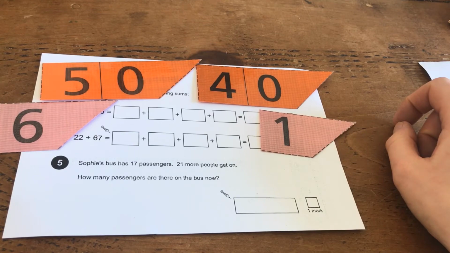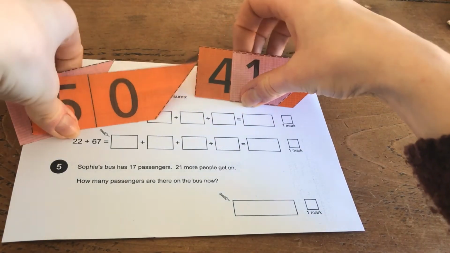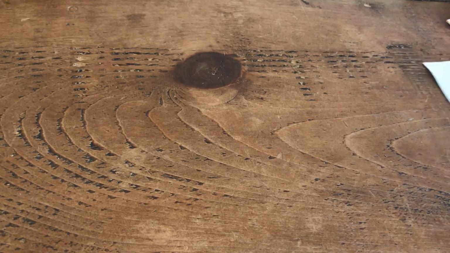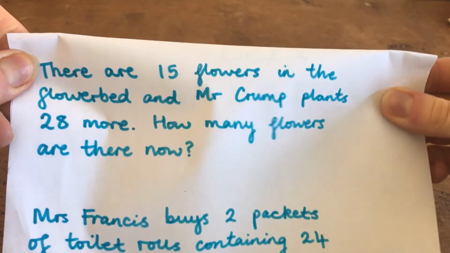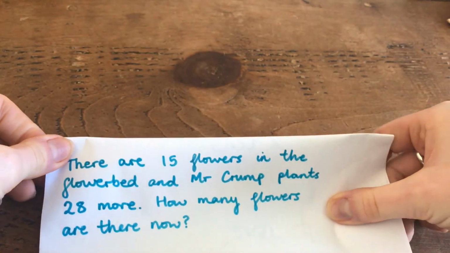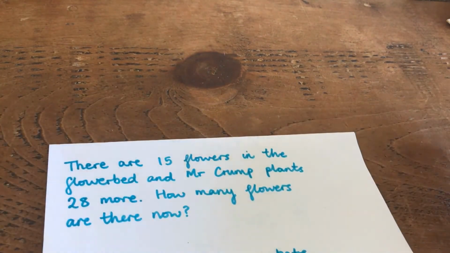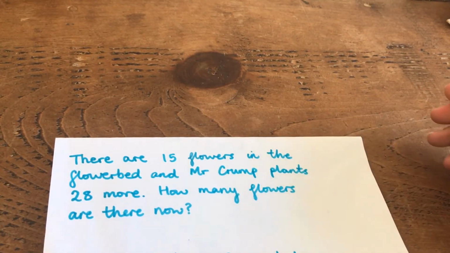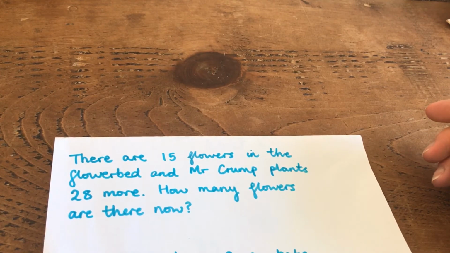Okay, so I just want you to imagine for a second, I'm just going to show you a different word problem, a different one to this one, in another context. So we've got a problem here. There are 15 flowers in the flower bed, and Mr. Crump plants 28 more. How many flowers are there now? Okay, so we need to add together the flowers that we've got. So we've got 15 flowers in the flower bed, and Mr. Crump plants 28 more. How many flowers are there now?